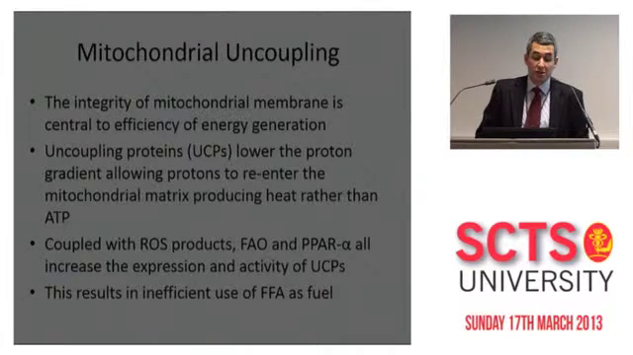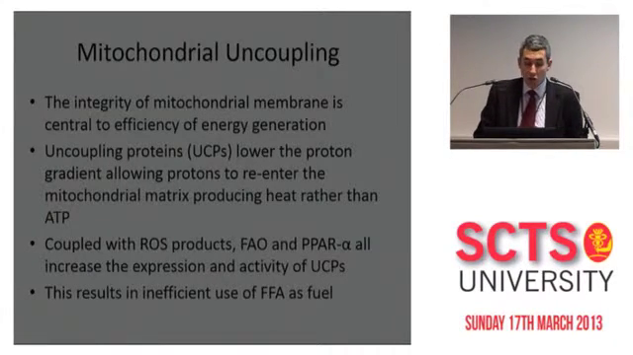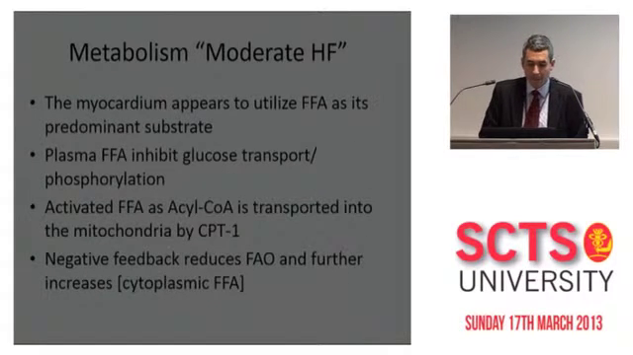Along with that, we have a degree of mitochondrial uncoupling, and of course the integrity of the mitochondrial membrane is central to the efficiency of energy generation. Uncoupling proteins lower the proton gradient, allowing protons to re-enter the mitochondrial matrix, producing heat rather than ATP. And coupled with oxidative stress products, fatty acid oxidation, and PPAR alpha, all increase the expression of uncoupling proteins. And this unfortunately results in very inefficient use of free fatty acids as fuel.